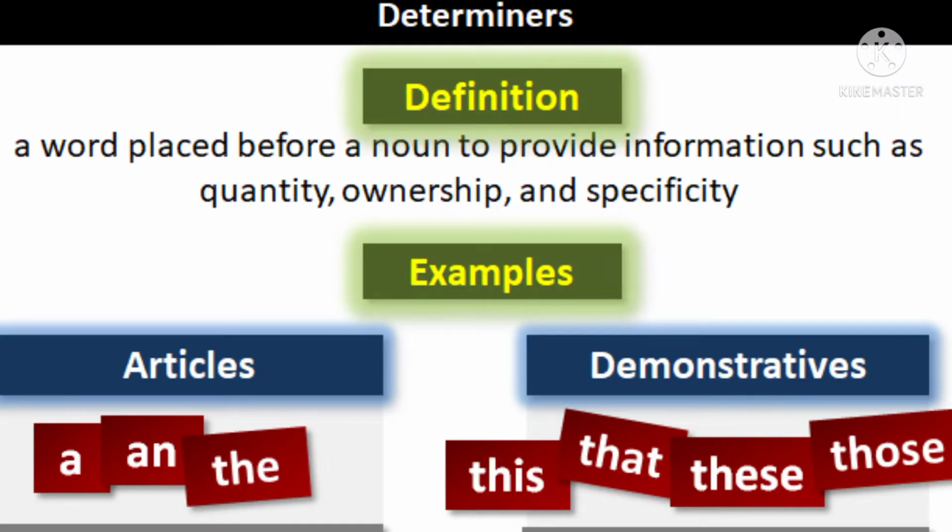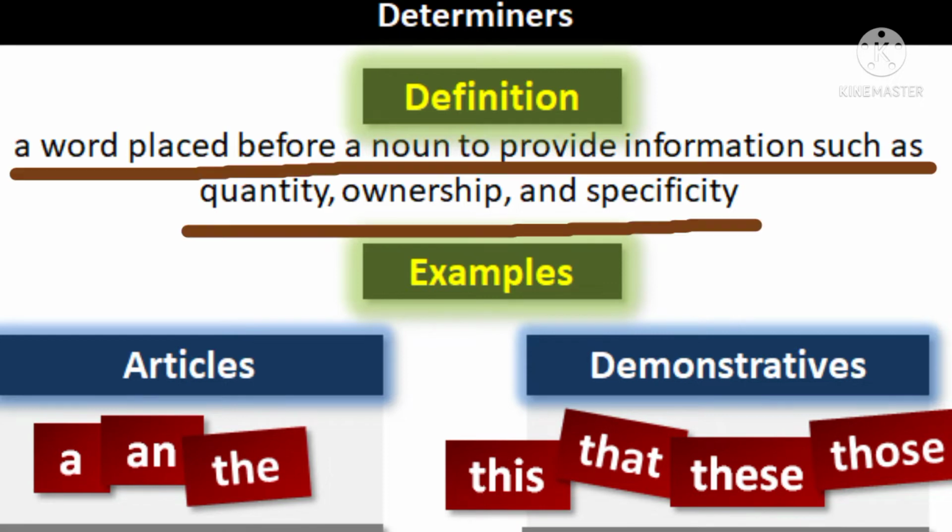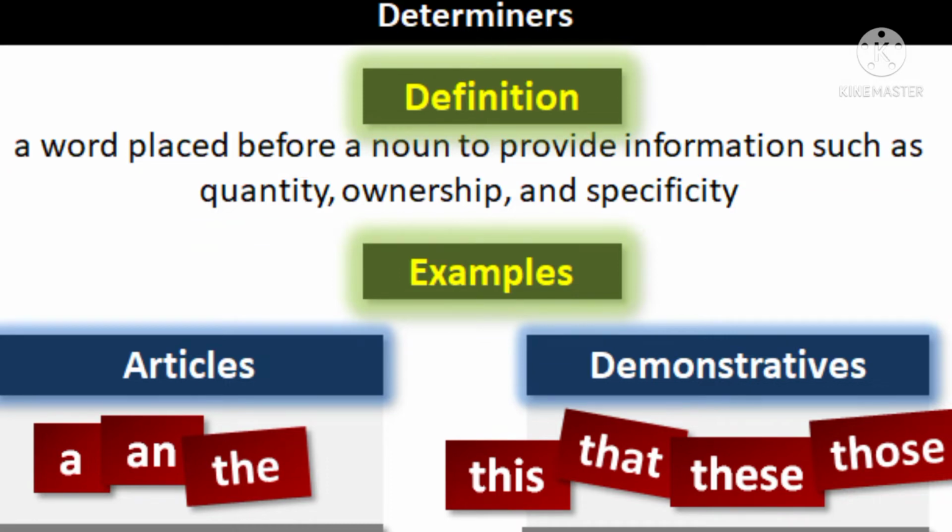The definition of determiners: a word placed before a noun to provide information such as quantity, ownership, and specificity. Determiners are used before nouns to indicate whether you are referring to something general or something specific. Again, I am repeating this.